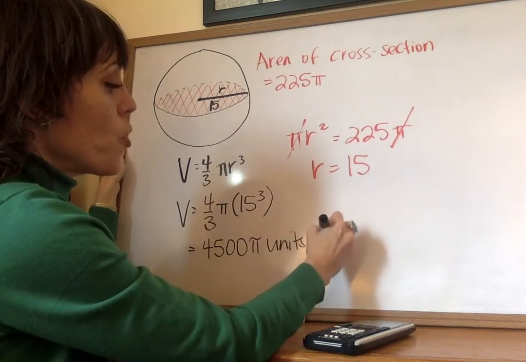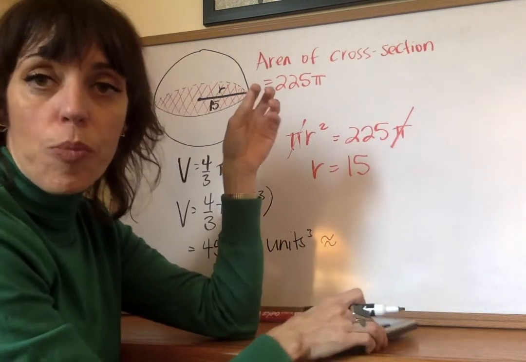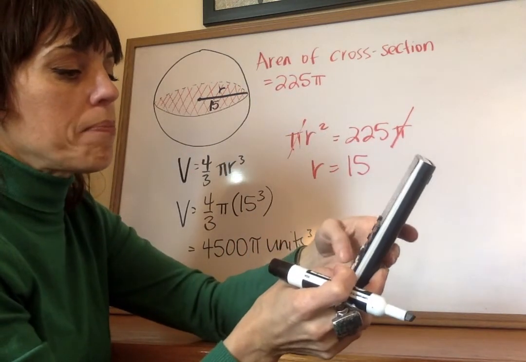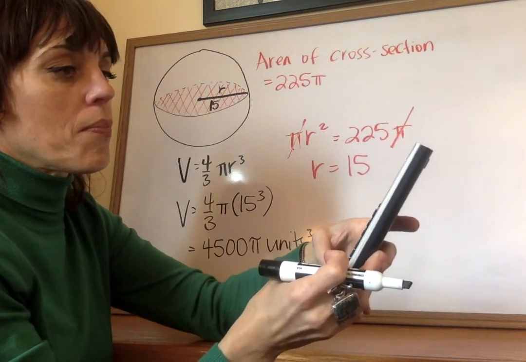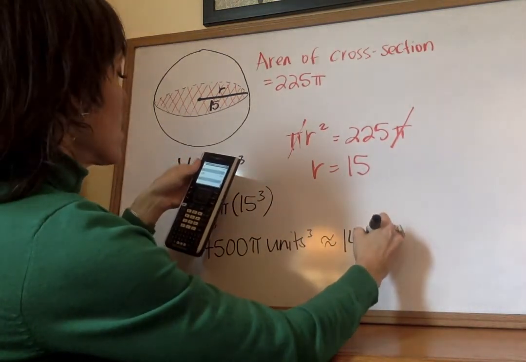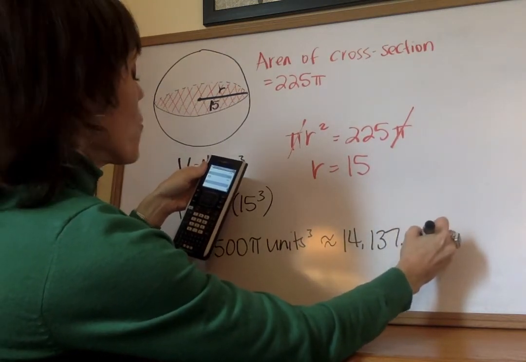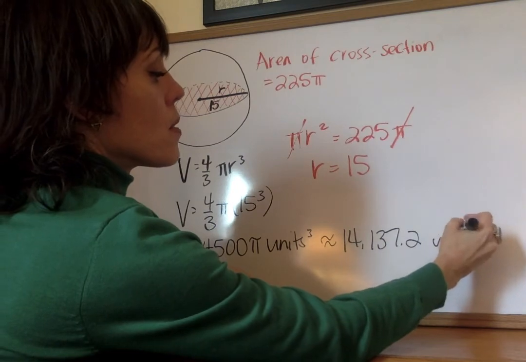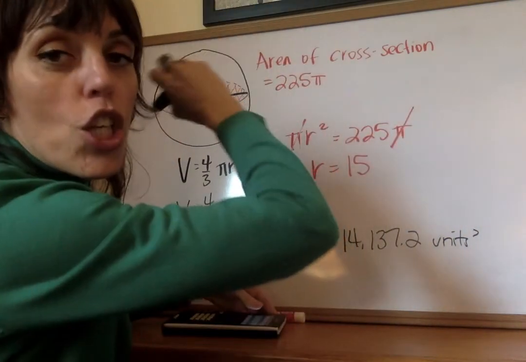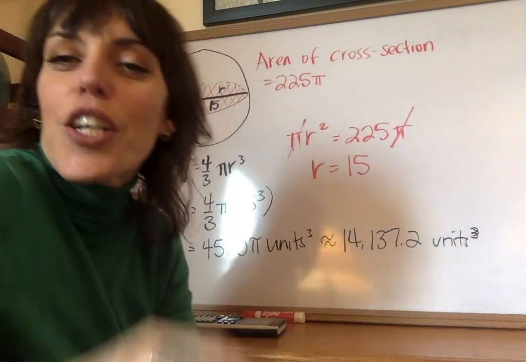Remember that I'm leaving this exact, so pi will be in my answer, and that's units cubed, since I'm in volume. And I'm going to go ahead and find my approximate answer as well by multiplying that by pi. So I have 14,137.2 units cubed. Good job, everybody.